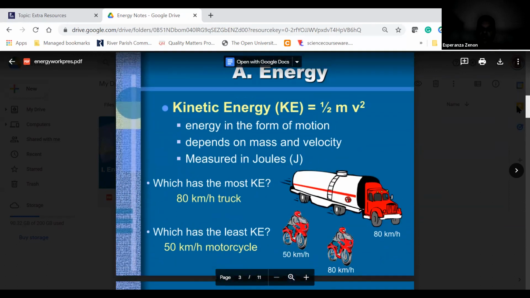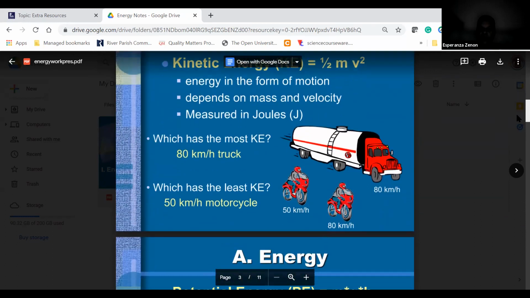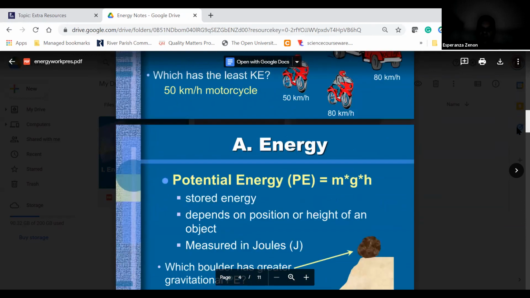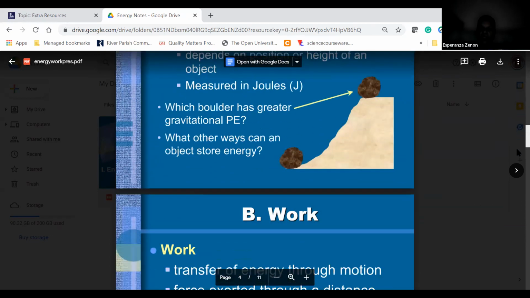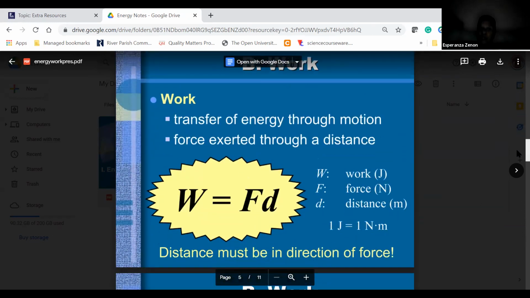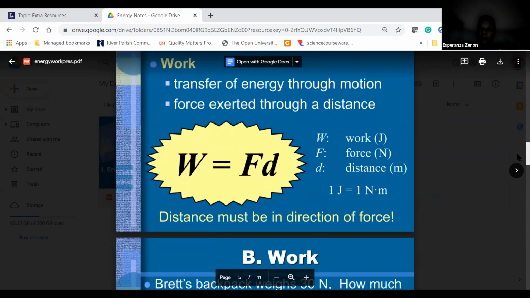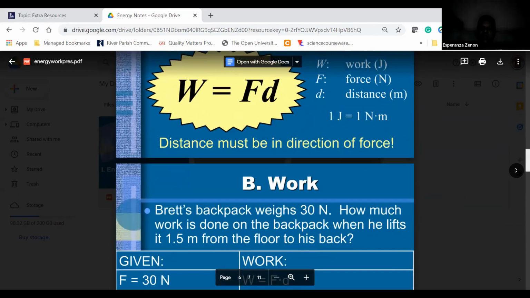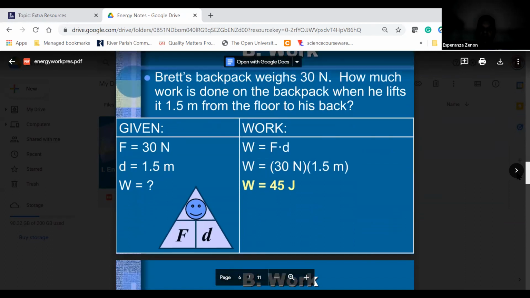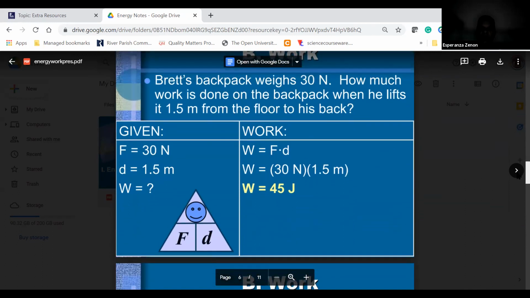Gives you the formula for kinetic energy, the formula for potential energy, the formula for work, okay? And then we get to some examples. That's where I want to go. So it says here, Brett's backpack weighs 30 newtons. How much work is done on the backpack when he lifts it 1.5 meters from the floor to his back?